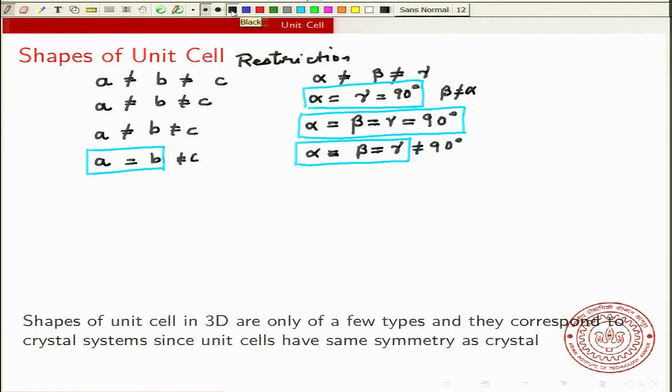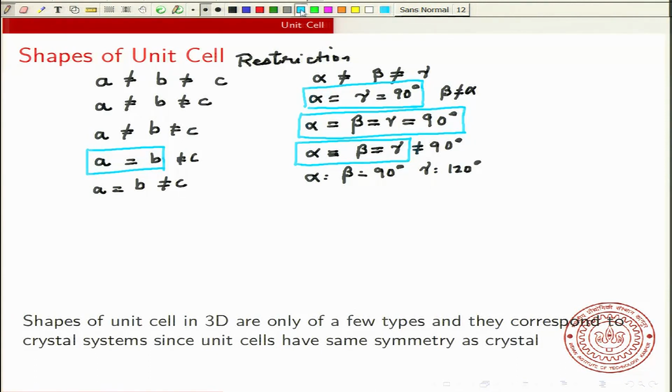Now, the next kind of cell that I am thinking of is where you have A equal to B not equal to C, and alpha equal to beta equal to 90 degrees, and gamma equal to 120 degrees.